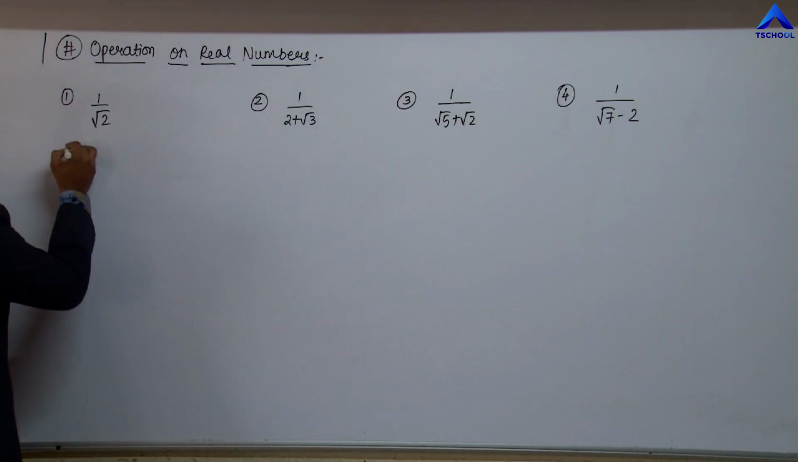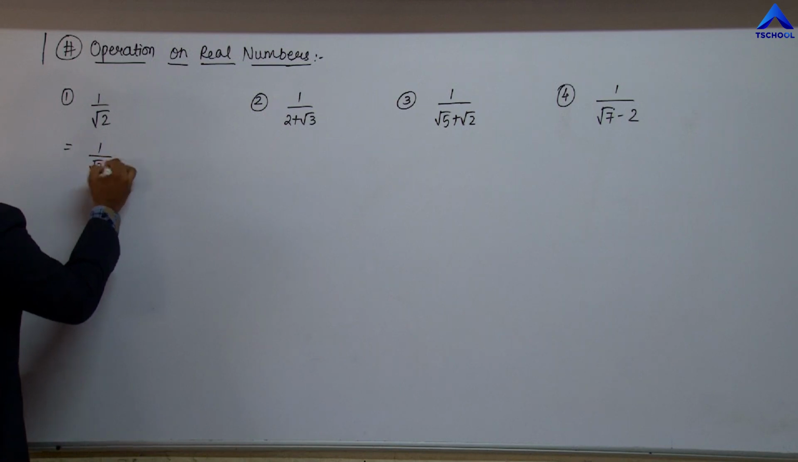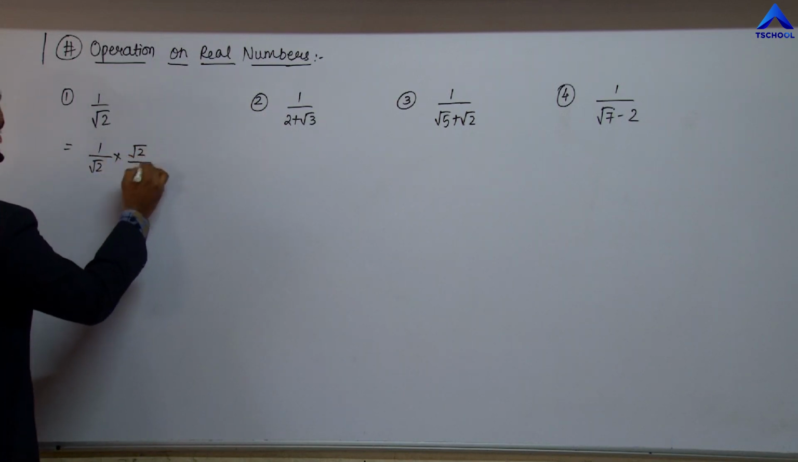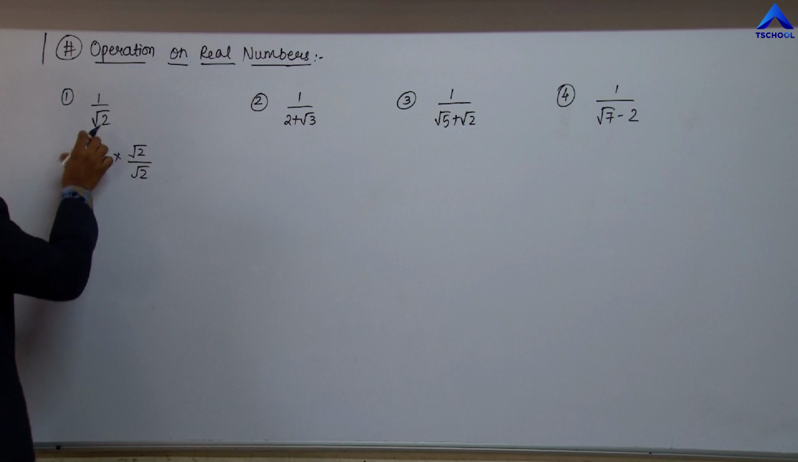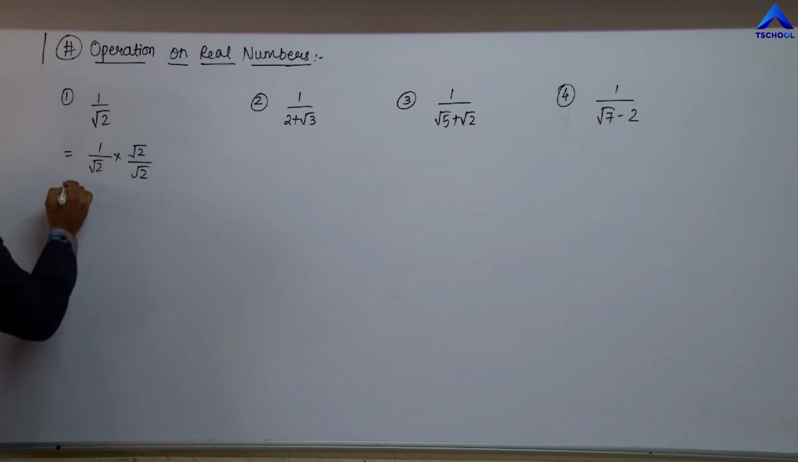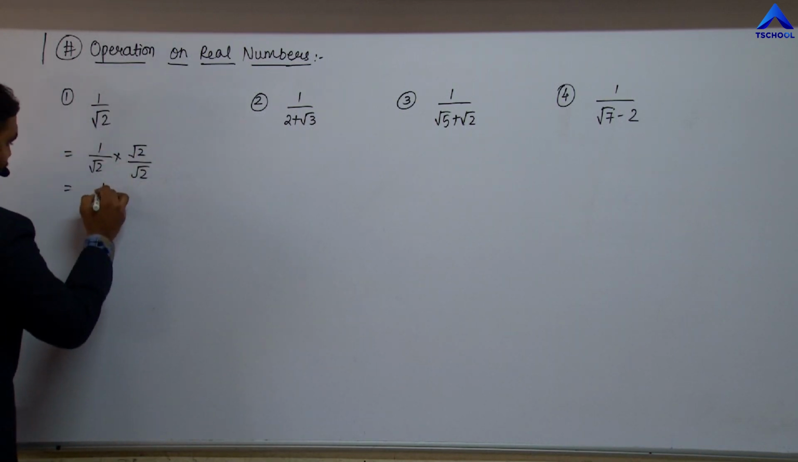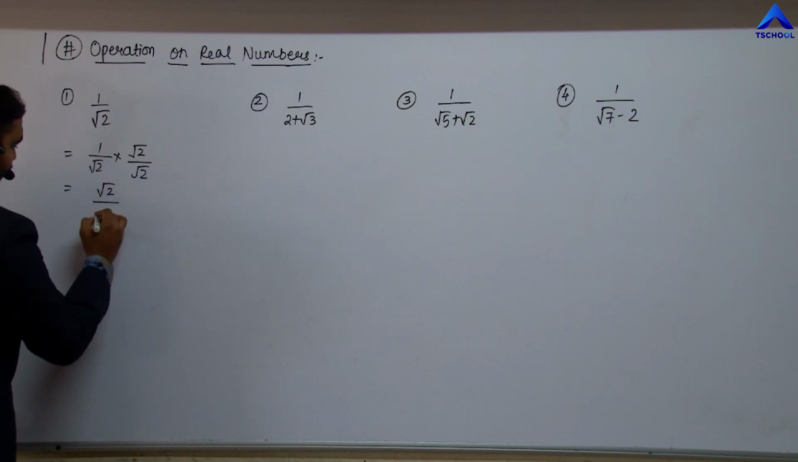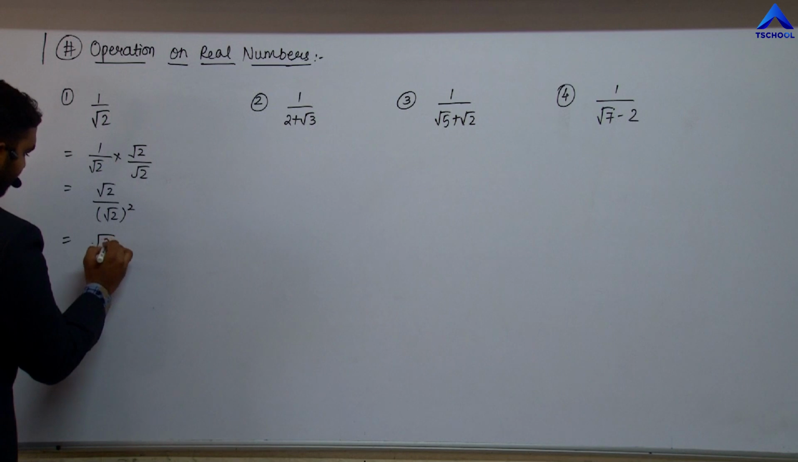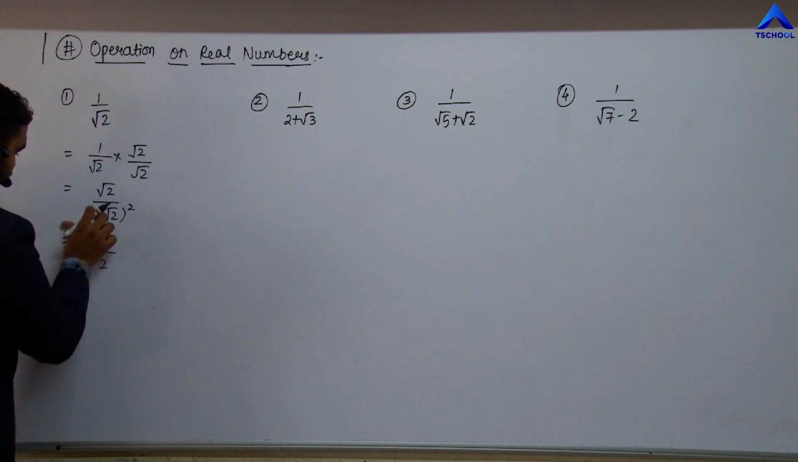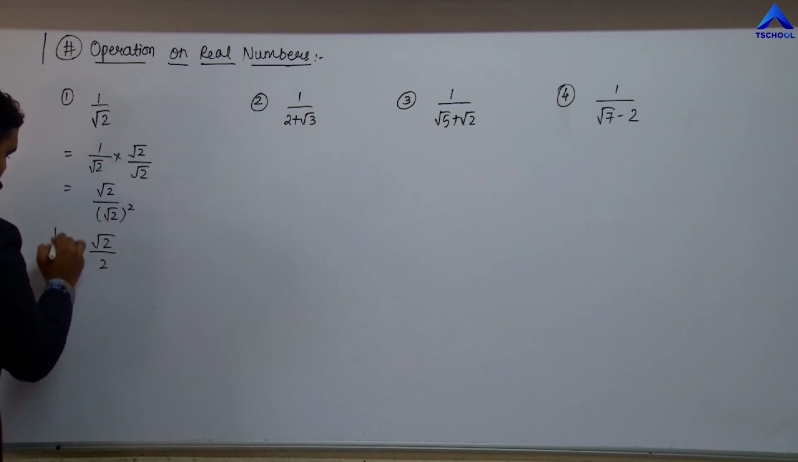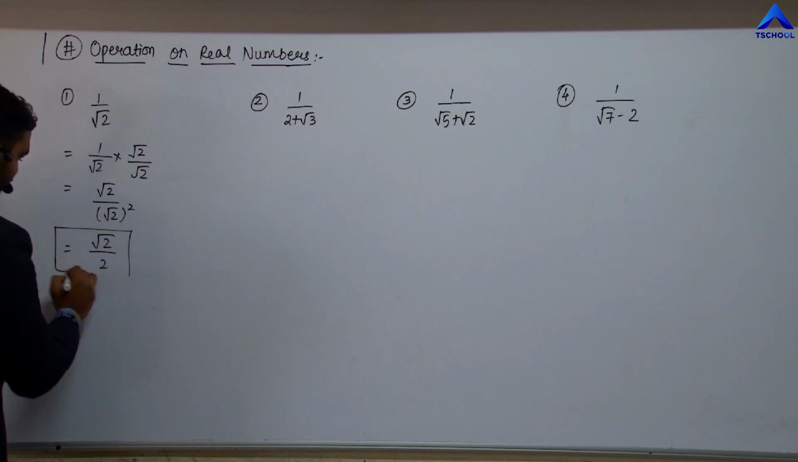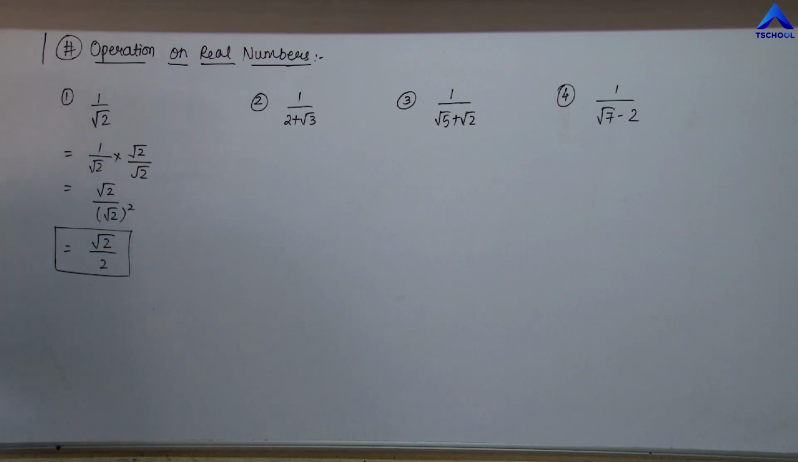That means you are going to simply write 1 upon root 2, multiplied by root 2 in both the numerator and denominator, and that becomes 1 into root 2, that is root 2, upon root 2 into root 2, that is root 2 square. That can be written as root 2 upon 2. Now again, don't split the numerator and cancel out, because that will lead you nowhere.